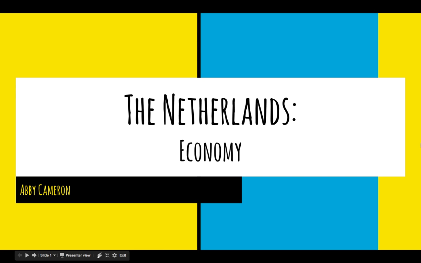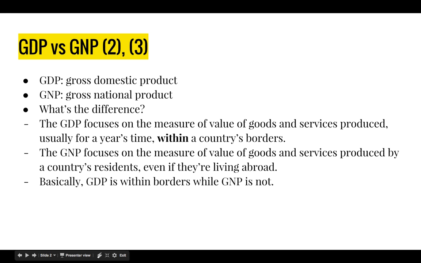The Netherlands economy. The GDP versus GNP. The GDP is the gross domestic product, and the GNP is the gross national product. What's the difference? The GDP focuses on the measure of value of goods and services produced, usually for a year's time, within a country's borders. The GNP focuses on the measure of value of goods and services produced by a country's residents, even if they're living abroad. Basically, GDP is within borders while GNP is not.